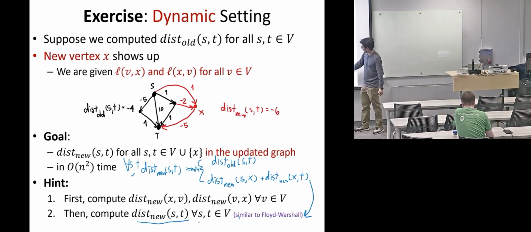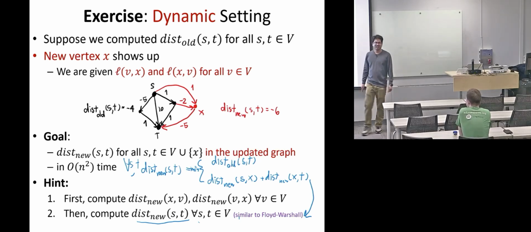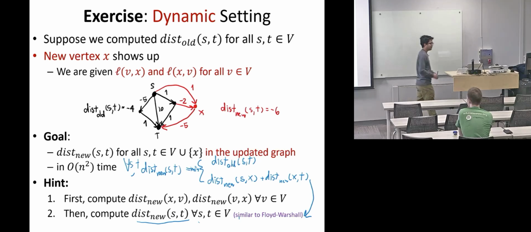But you can see that in order to implement this step, we would need to know the distance from X to T and the distance from S to X. So this step takes n squared, now you are done here. But how do we compute each of them in n squared time? That's the first step that I asked here.